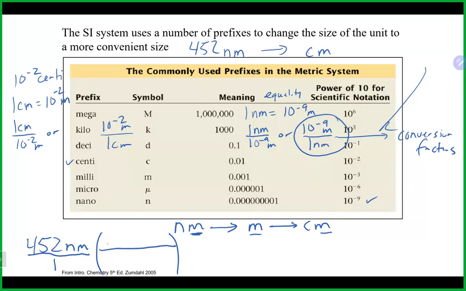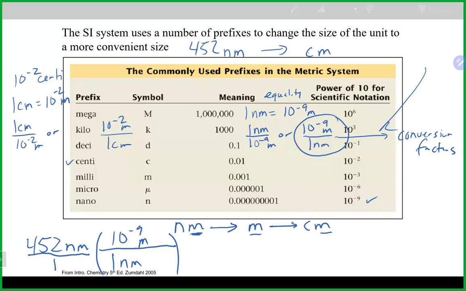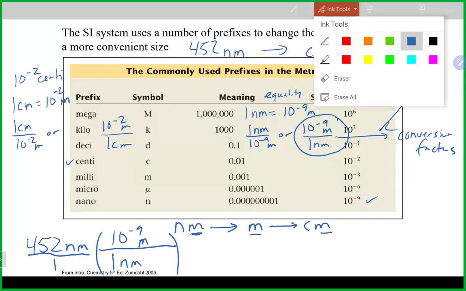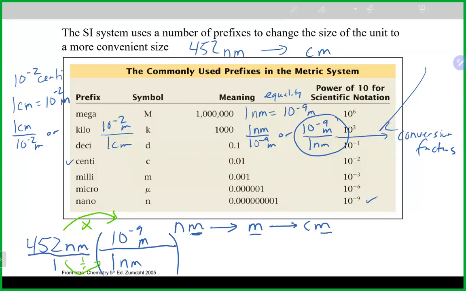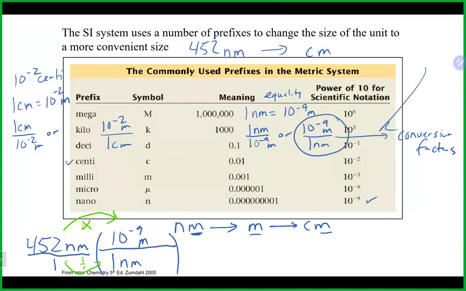I'm going to set it up here again, top and bottom. Bottom 1 nanometer, top 10 to the minus 9 meters. Now, math-wise, what we're doing when we set up a problem like this, which is again what's referred to as dimensional analysis, is anything that is on the top gets multiplied, and anything that's on the bottom gets divided, basically. So that keeps it also quite simple. Everybody on top gets multiplied, anything on the bottom gets divided.